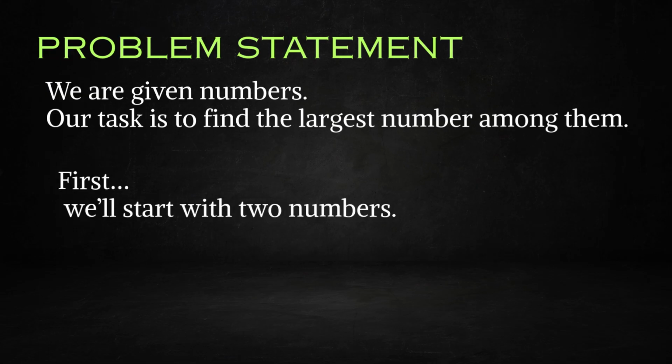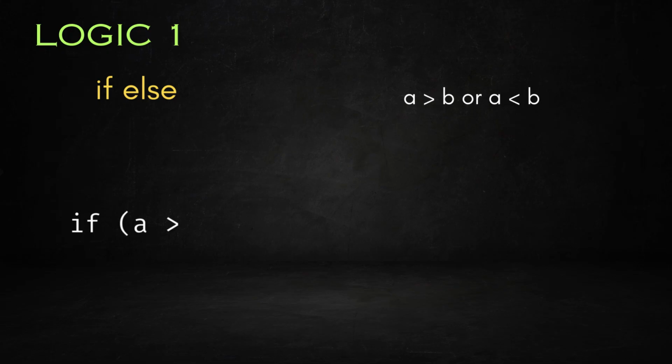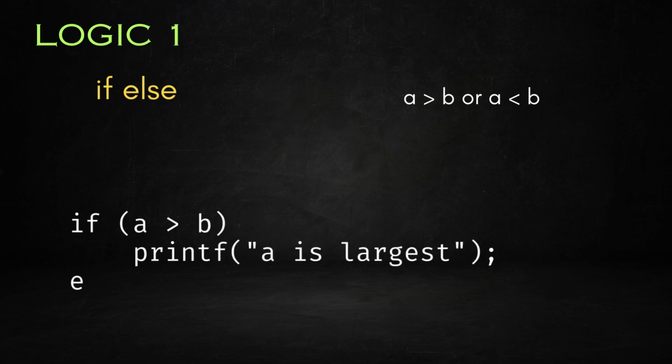First, we'll start with two numbers. Then, we'll move to three numbers. Part 1. Largest of two numbers. Logic 1, using if-else, basic. This is the most common approach. We directly compare the two numbers. If A is greater than B, A is the largest. Otherwise, B is the largest.